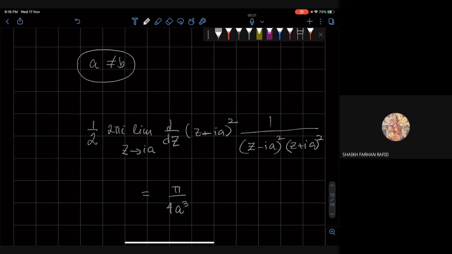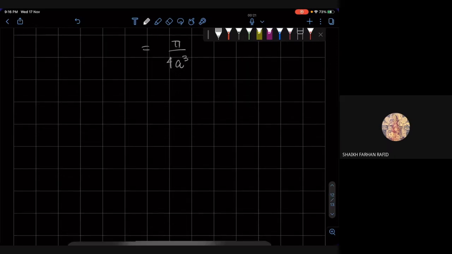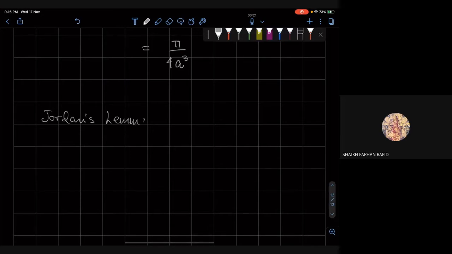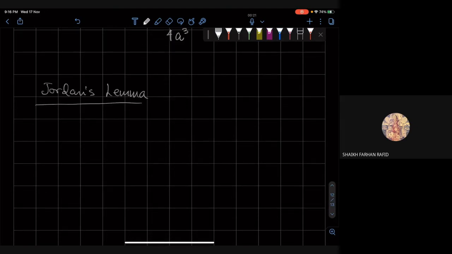So I think one of the most important results in complex analysis is a lemma called Jordan's lemma. And Jordan's lemma is helpful for doing integrals of this form.